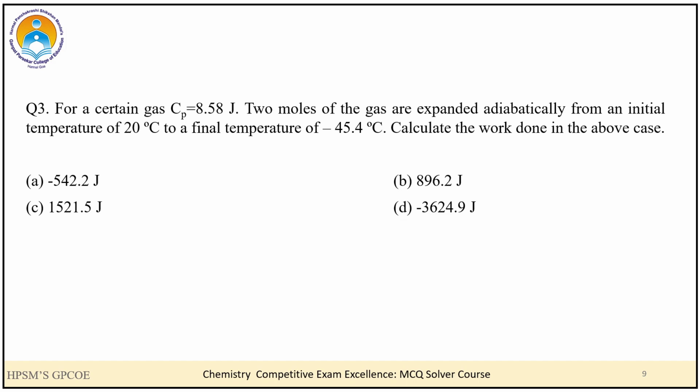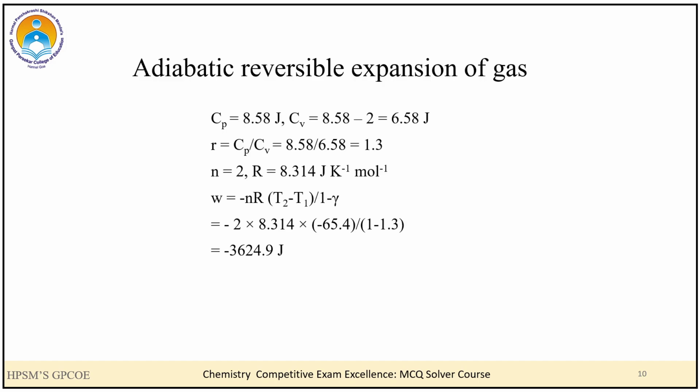For a certain gas, Cp equals 8.58 joules. 2 moles of the gas are expanded adiabatically from an initial temperature of 20 degrees C to a final temperature of minus 45.4 degrees C. Calculate the work done in the above case. The options are minus 542.2, 896.2, 1521.5 and negative 3624.9 joules. This problem is based on the adiabatic reversible expansion of gas.